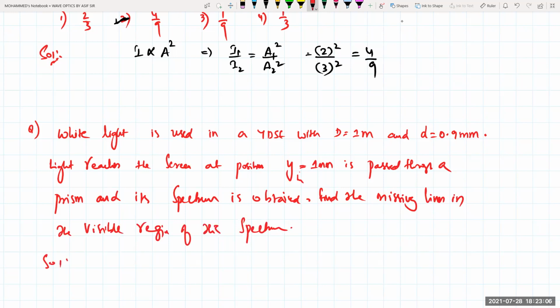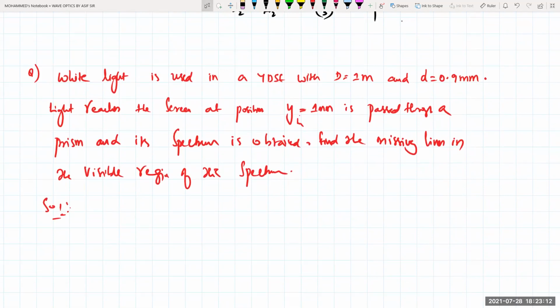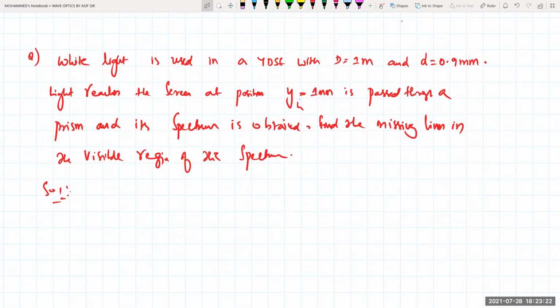Let's read the question. White light is used in YDSE. Capital D is given as 1 meter, small d is given as 0.9 mm. Light reaches the screen at a point y equal to 1 mm, is passed through a prism, and its spectrum is obtained. We need to find the missing lines. Missing means what? Destructive interference.